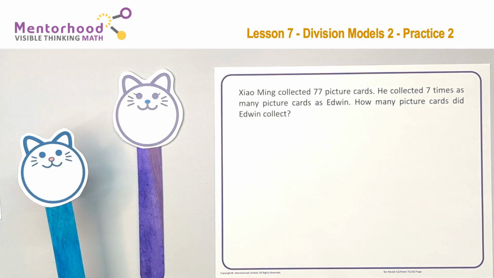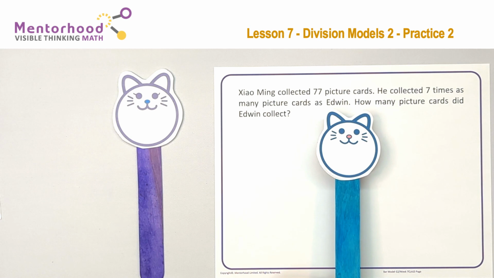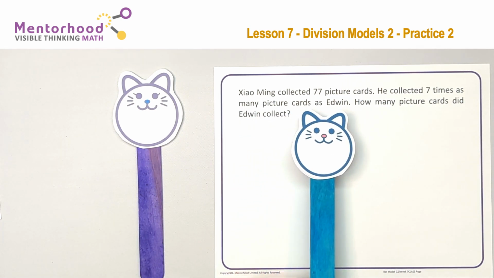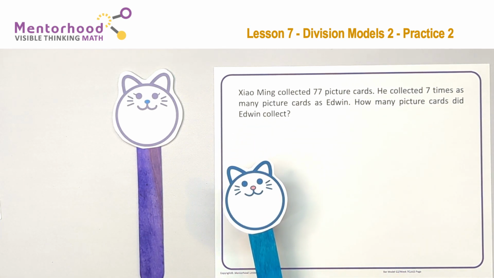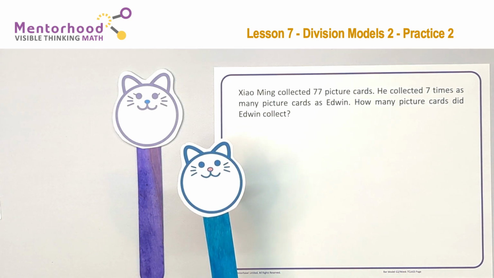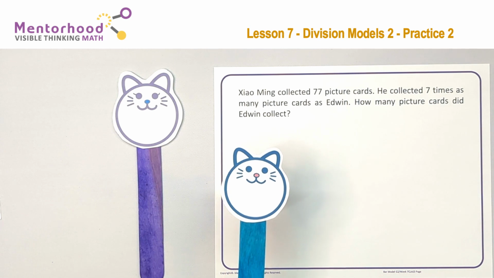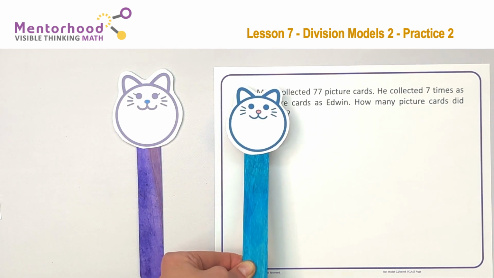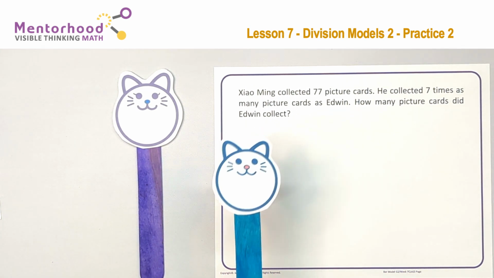Okay, here we go on another one. Zhao Ming collected 77 picture cards. He collected 7 times as many picture cards as Edwin. How many picture cards did Edwin collect? Oh boy, this is another comparison model, isn't it? How come it's a comparison model? Yeah, because we're comparing Zhao Ming and Edwin's cards, and they both have different totals.